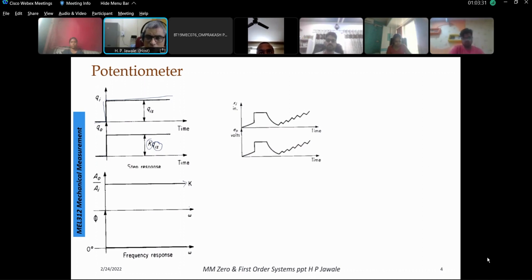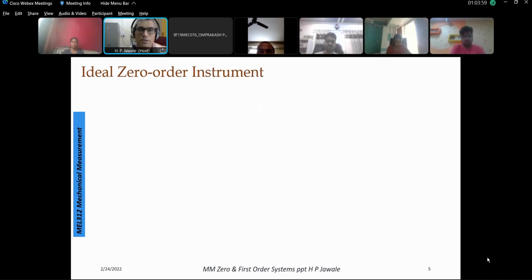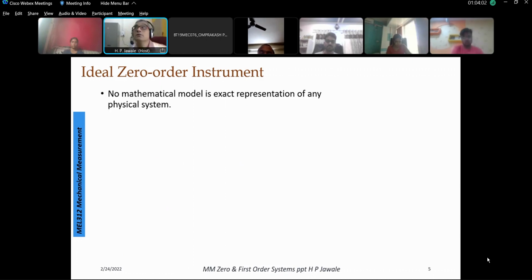So if xi is the displacement, and I approximate this to a line, the EO will be more or less proportional to the displacement. In actual fact, this is the actual curve. Because of the resistance of the wire itself, there is some change in the input signal, but I can approximate that to a straight line, which very closely represents the input in terms of xi with respect to time varying. Right. So the ideal zero order instrument, I think I will stop here.